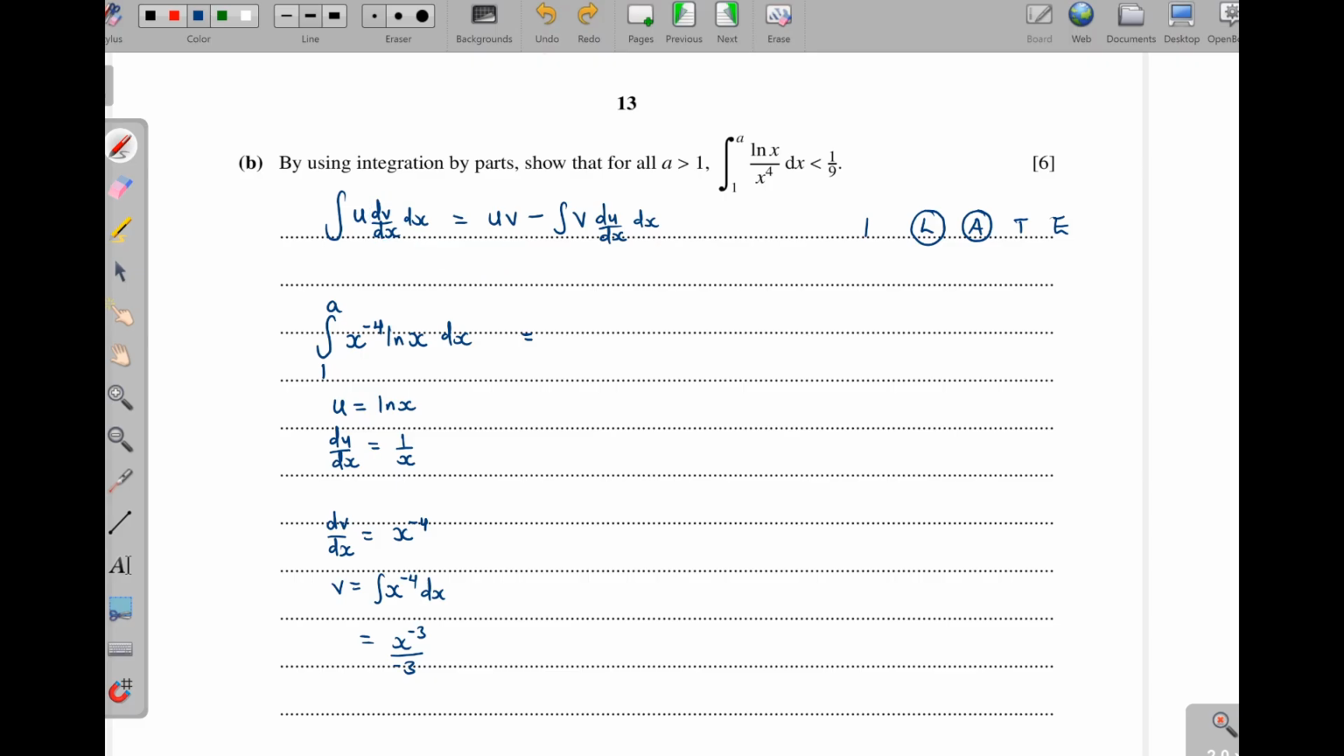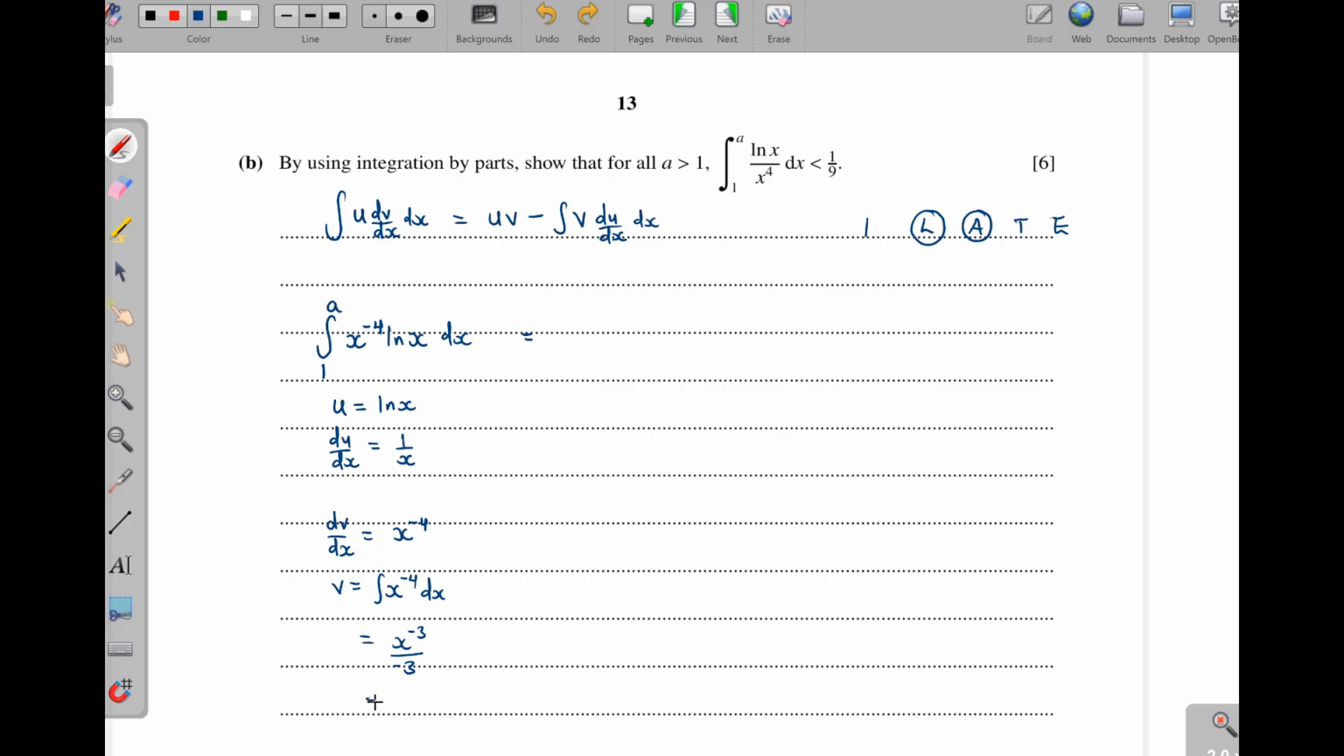So that's why I'm saying that one function has to be differentiated. That is the one you equate to u. Then the other has to be integrated. That is the one you equate to dv dx. Is that clear? Okay, now what is our u? Our u is this one here. Our v is this one here.